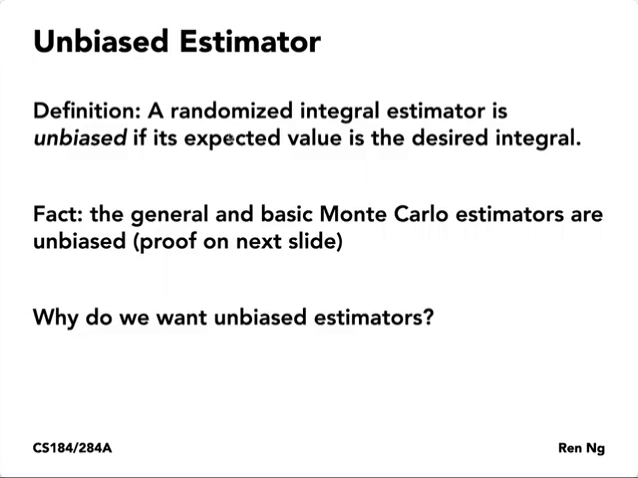What's the expected value of it? That's something we'll have to calculate. And what this is saying is that we want the expected value of that randomized integral estimator to be the desired integral. Here's a fact. The claim is that the general and basic Monte Carlo estimators that I just wrote down are unbiased. I'm going to prove that on the next slide. I think it seems pretty intuitive that we want unbiased estimators, that we want the expected value to be the desired integral. That seems like a reasonable, plausible thing to do. And maybe we could take it up in discussing it online: are there any estimators that are biased? Why would anyone do that?